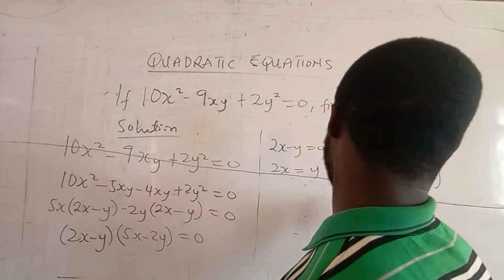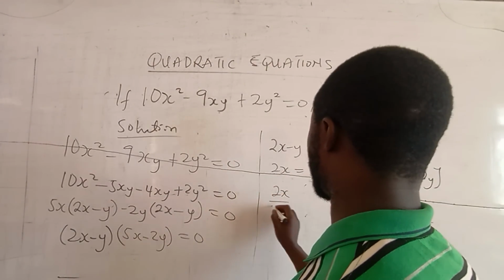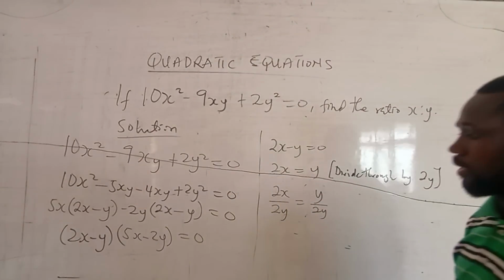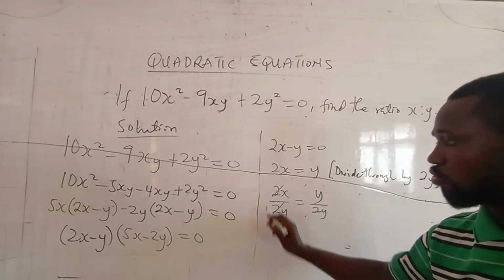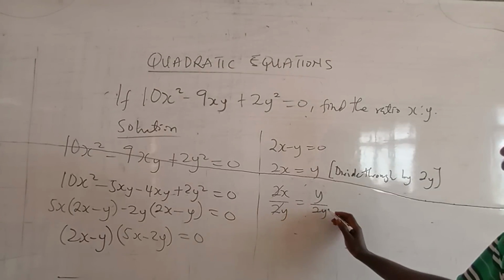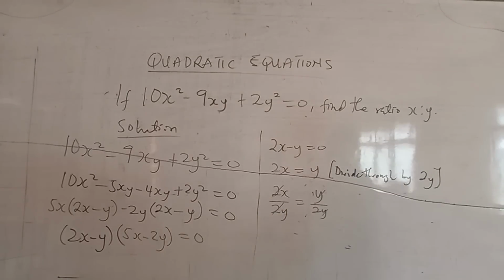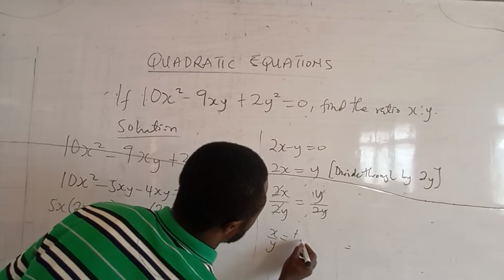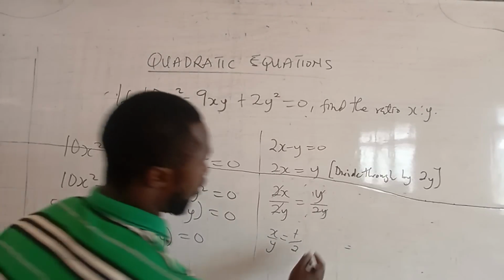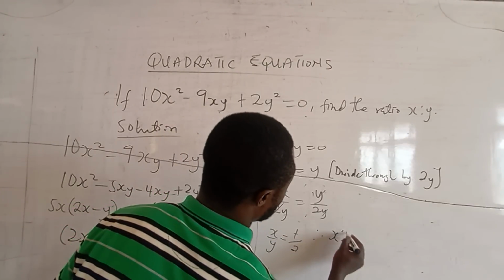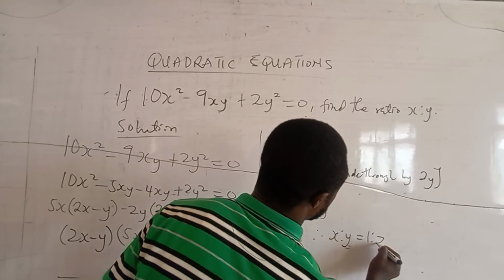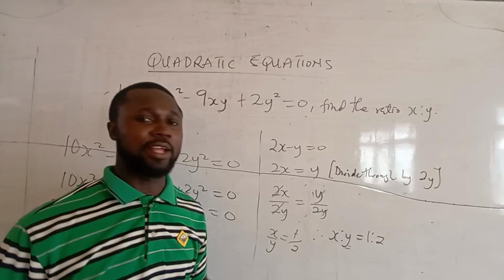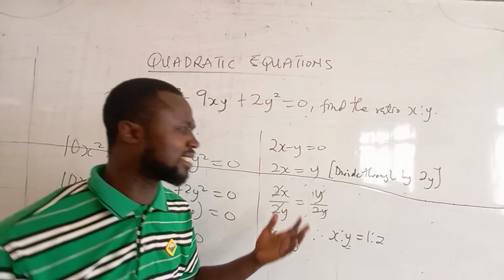We are going to divide through by 2y. So we have 2x over 2y equal to y over 2y. The 2 will cancel 2, so I have x over y, and then y will cancel y, and here will be 1. So we will have x over y equal to 1 over 2. Therefore, x is to y equal to 1 is to 2. You see how simple it has become to get the x is to y. So simple.